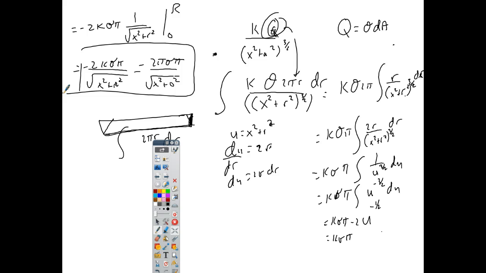That should be a 0. Top should be the same. Oh, I missed my k. My bad. Should be k there. Thank you. Okay. So again, you get that integral a little bit more later on.